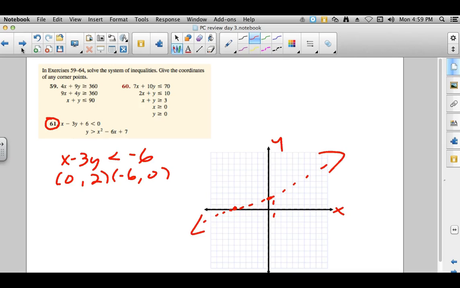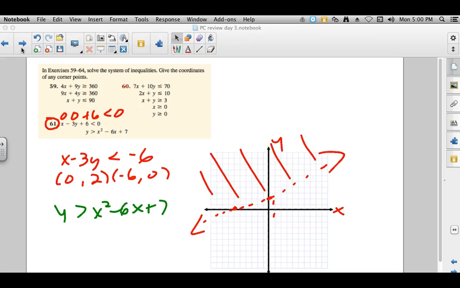And then I test 0, 0 in there. Is 0 minus 0 plus 6 less than 0? The answer is no. So we'd be shading out. Y is greater than x squared minus 6x plus 7.